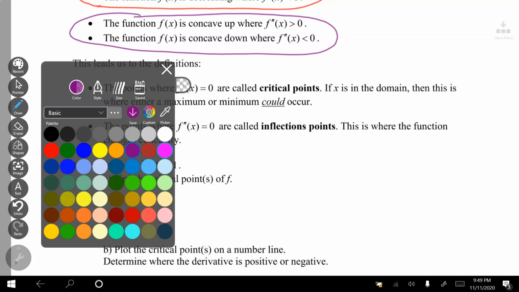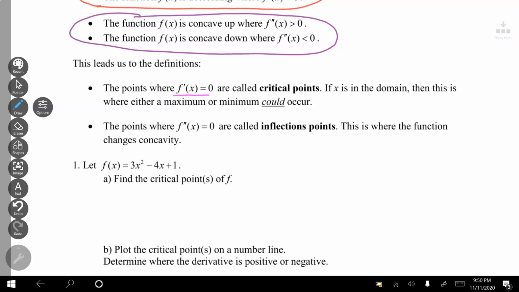When f prime is equal to 0, these are called critical points. Something critical is happening there. For right now, this is usually when there is a min or a max. Okay, there's other conditions that could happen, but we're not really going to get into those right now in calculus, maybe at a later date.